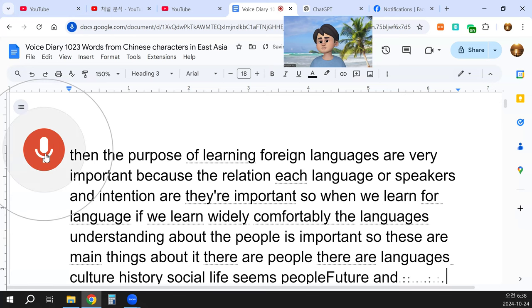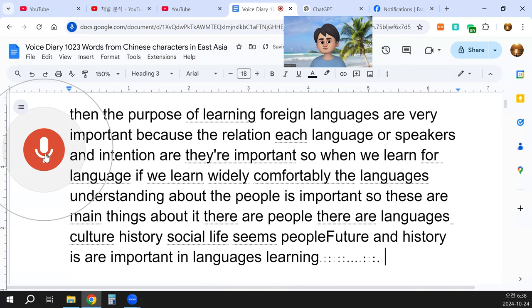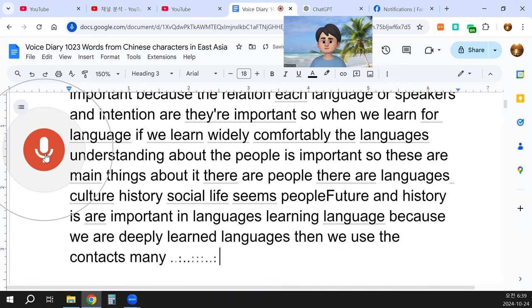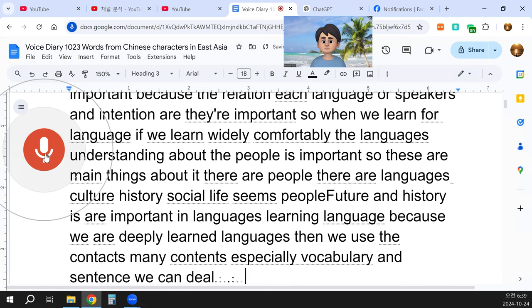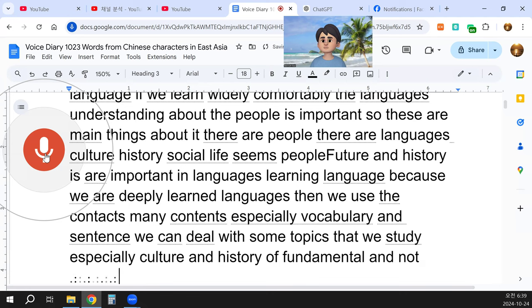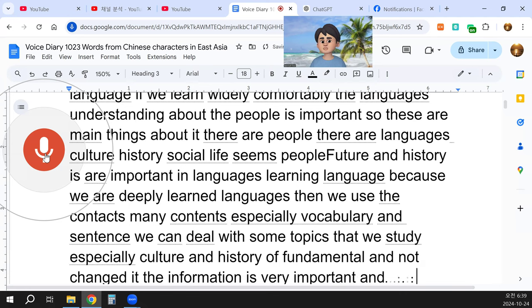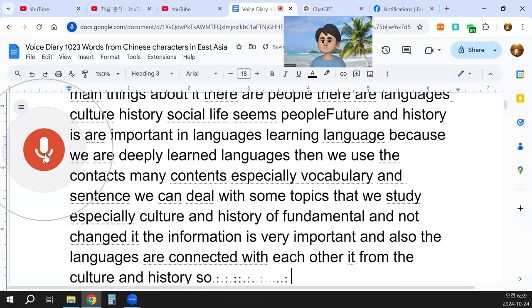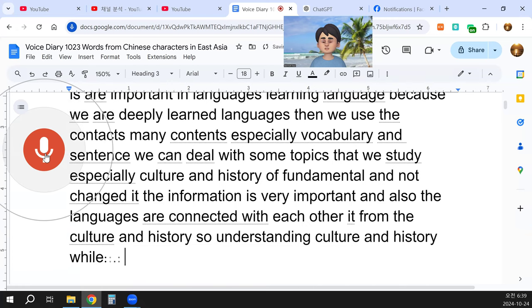Culture and history are important in learning language, because when we deeply learn the languages, we use many contents, especially vocabulary and sentences. So we can deal with some topics that we study. Especially culture and history are fundamental and not changed. The information is very important, and also the languages are connected with each other. It's from the culture and history. So understanding culture and history while learning a foreign language is very important.